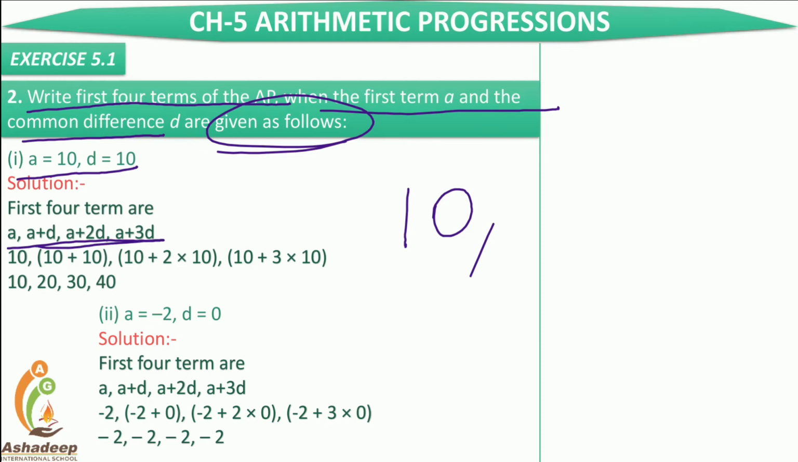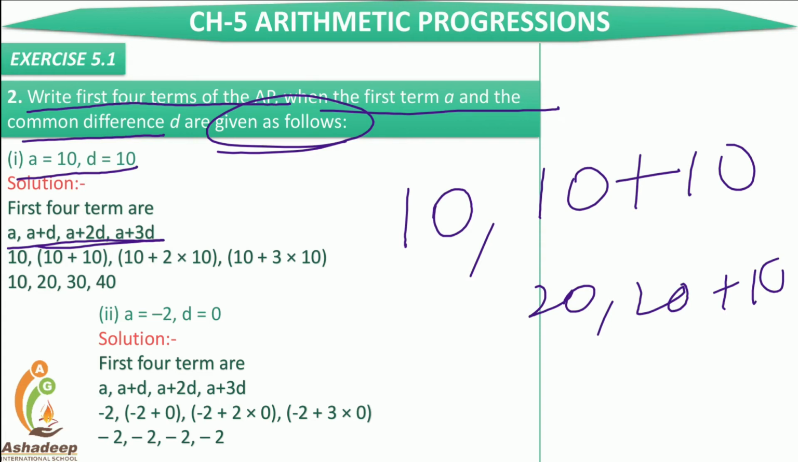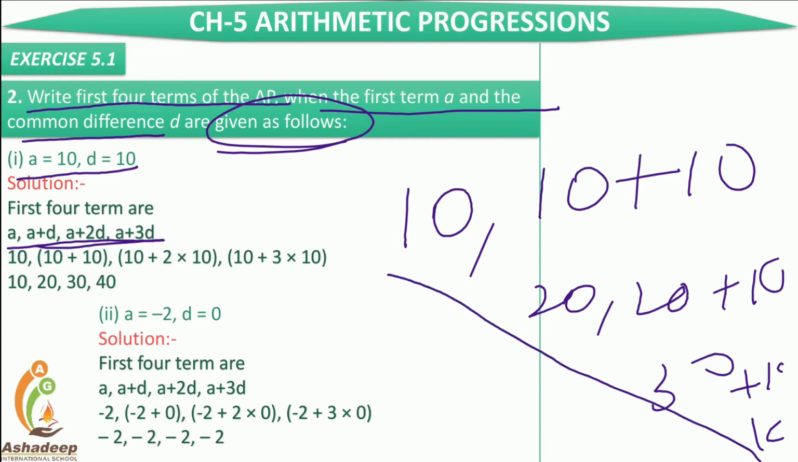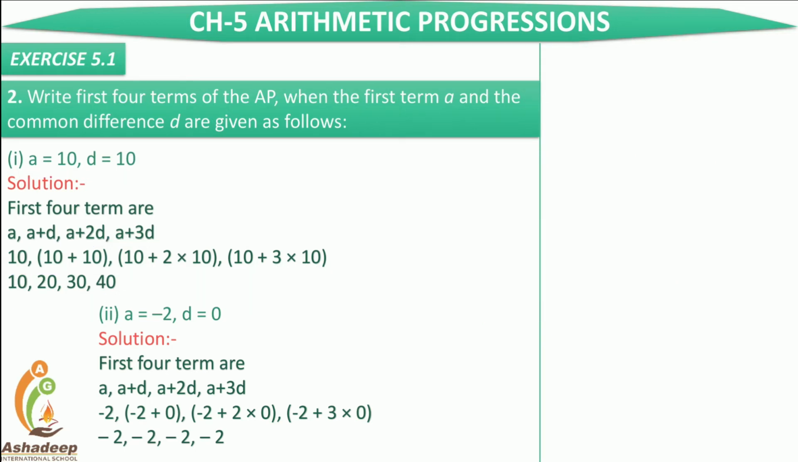So A is 10, then 10 plus 10 is nothing but 20. Then 20 plus 10 is nothing but 30. Then 30 plus 10 is nothing but 40. The series is 10, 20, 30 and 40. See here, everything is written over here. So the answer is 10, 20, 30 and 40, right? So we have formed the first 4 terms. Okay, now let's move ahead.